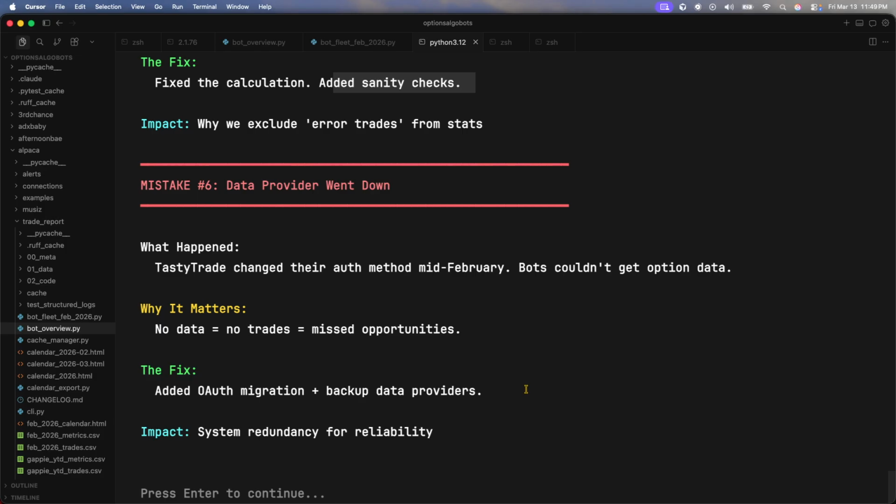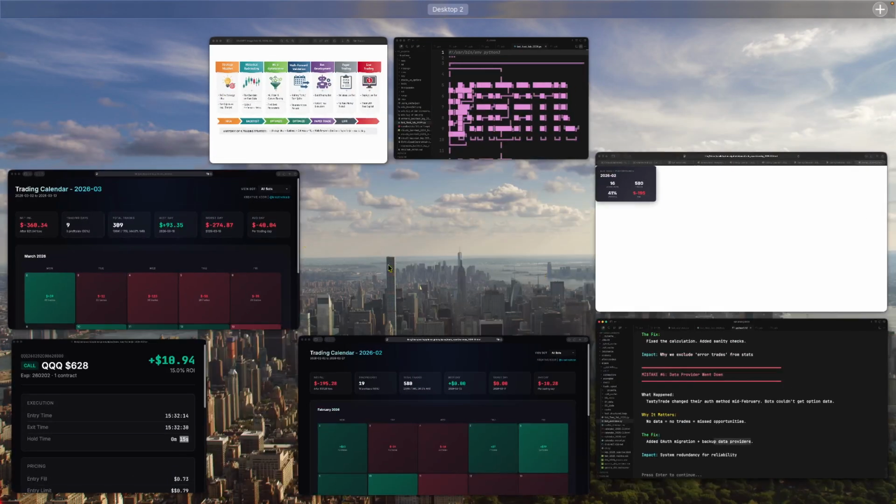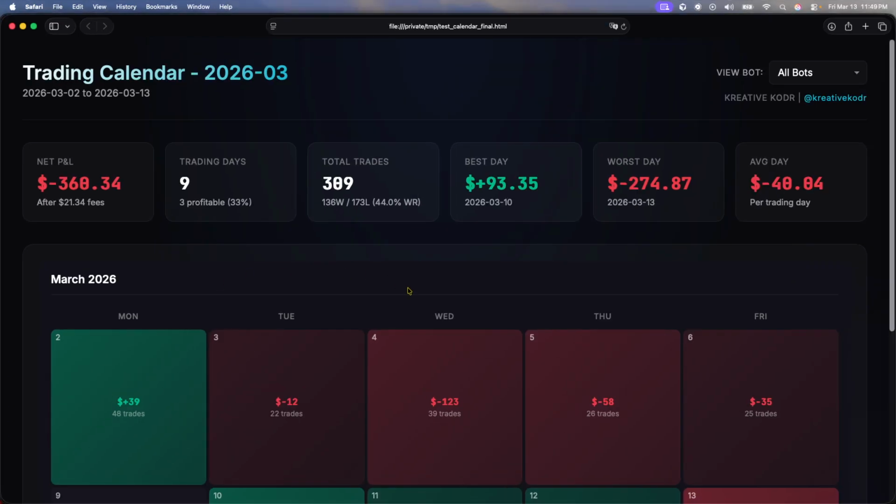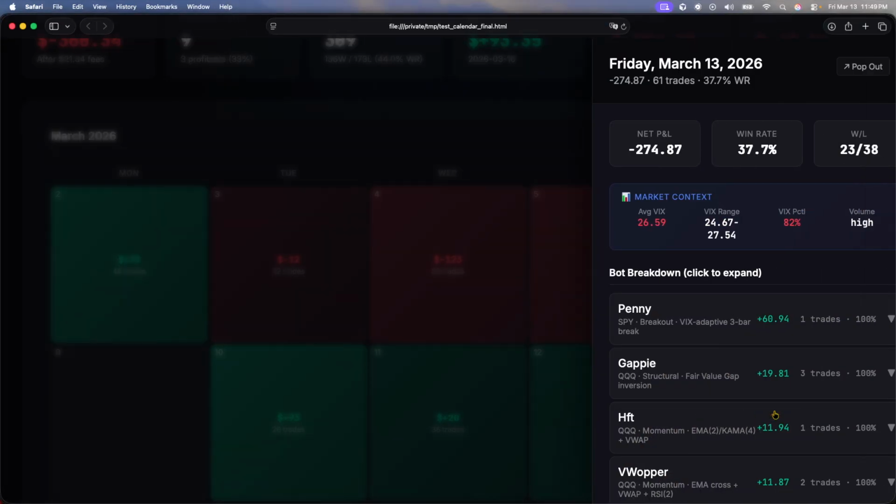There are data providers that changed their authorization method in mid-February, so we had to account for that. We added an OAuth migration and also backup data providers to make sure that the system does have redundancy. So these were just a few things that I was able to learn from paper trading.